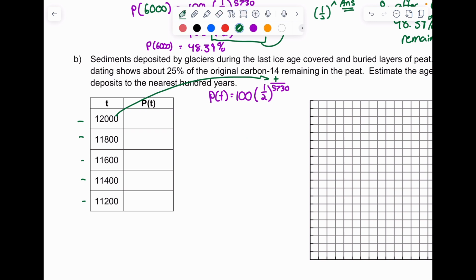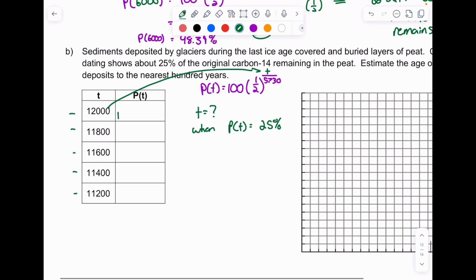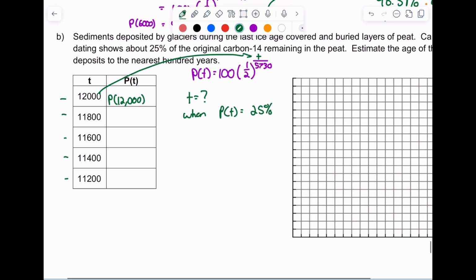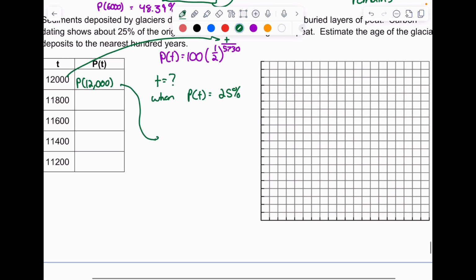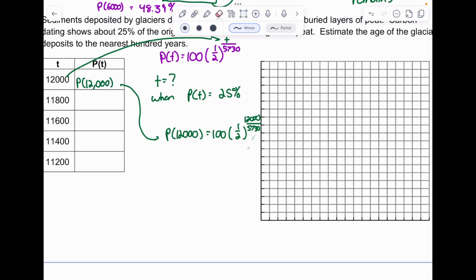So what this problem is saying is find the T when P of T equals 25%. That's what this problem is asking us to do, okay? So let's calculate it. In this first one right here, you're calculating P measured at 12,000, okay? So just to show this math for the first one right here, all right, P at 12,000 is 100 times 1/2 to the 12,000 divided by 5730. So again, simplify your exponent first.